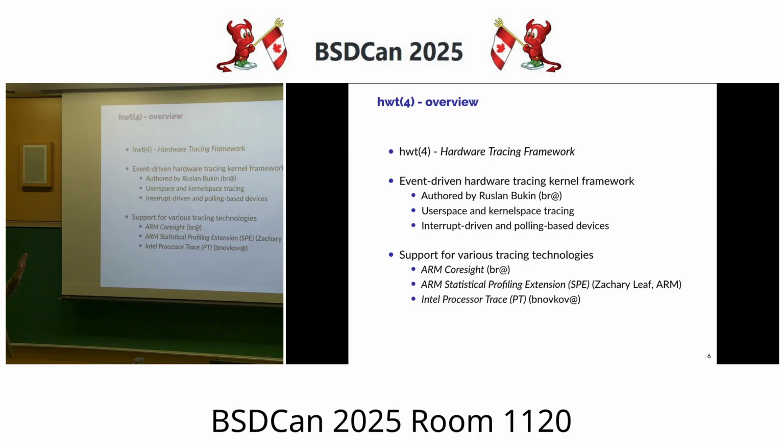So these technologies are, in random order: ARM's CoreSight tracing technology, which is a separate device; ARM's Statistical Profiling Extension, work that was done by Zachary Leaf from ARM; and the Intel Processor Trace backend, which was bestowed upon me.